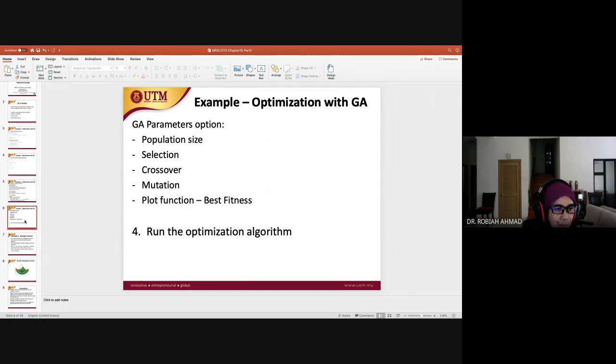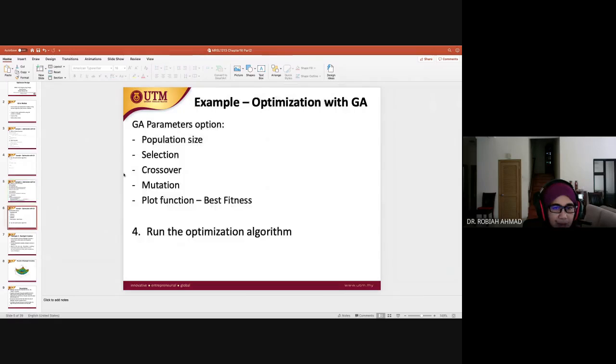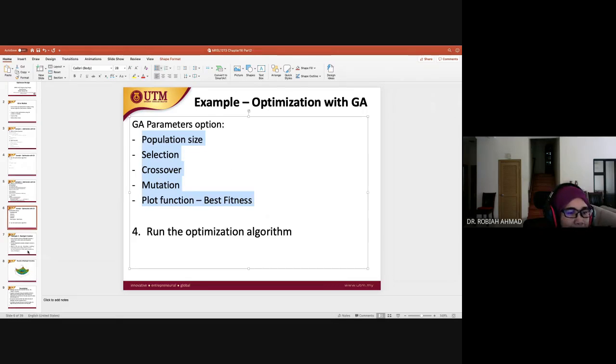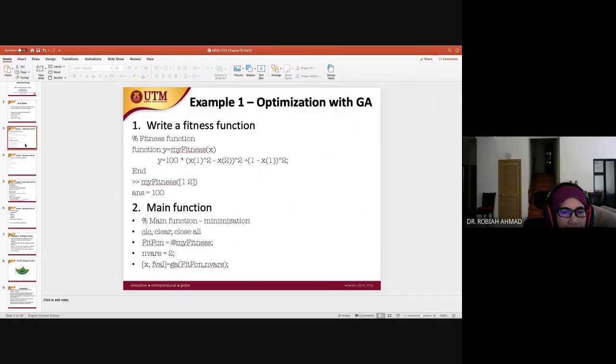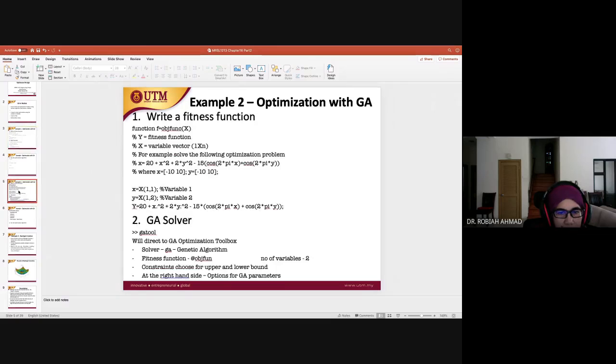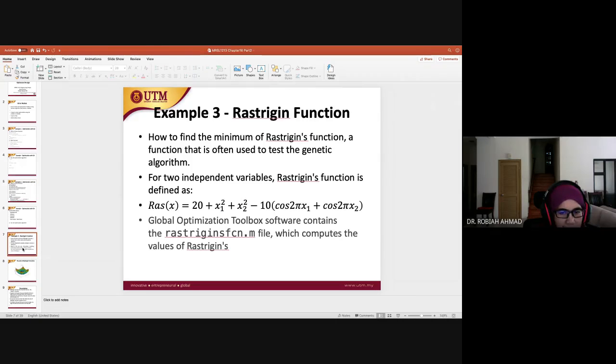When we use the solver for GA, these are the things that we can play around with: the population size, the selection, the crossover, the mutation. I think this is the one. Yeah, this is the one. Okay.